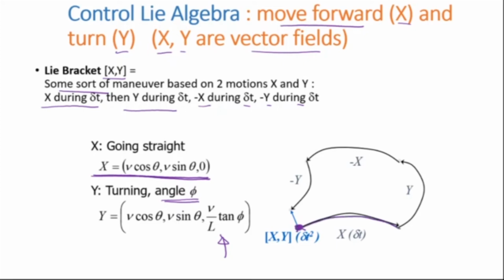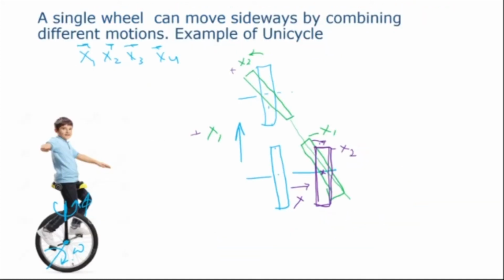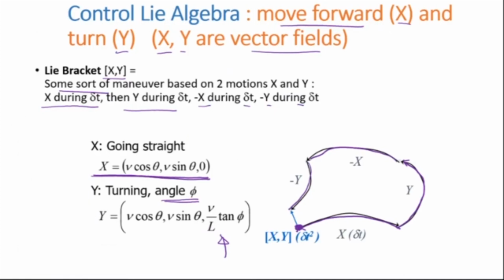So it went like this: x, then it turned y, then it went minus x, and then minus y. That is exactly what I did here. So there was a plus x, x1 is plus and x2 is plus, then it went minus x1, then it went by this amount x2, minus x2.